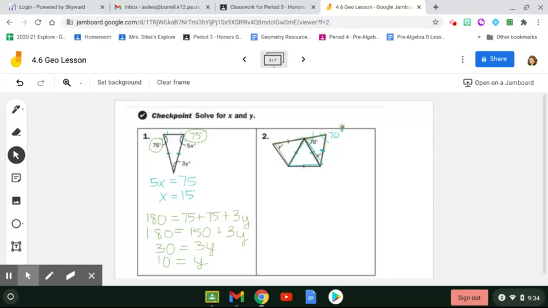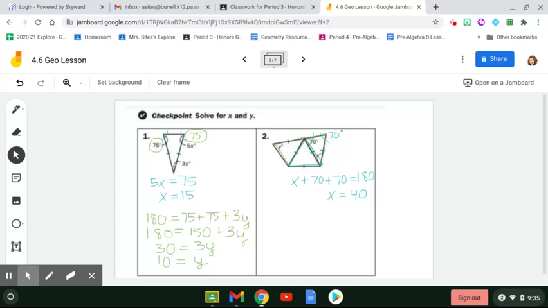So to get my answer for x, I would do x plus 70 and set that equal to 180. So I know 70 and 70 give me 140. If I do 180 minus 140, I'm going to get x to be 40. So I know my answer for x.